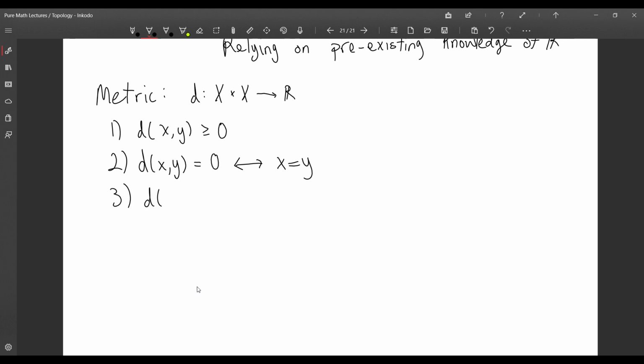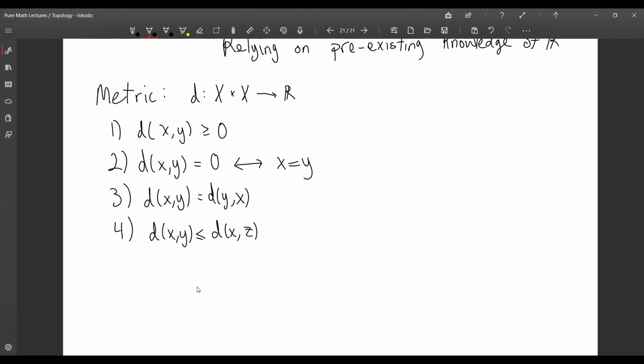The third property is that the metric is symmetric. Get it? Symmetric. And that d of x,y equals d of y,x, right? It doesn't matter the order that we have the input variables in. And the final property, which is the most convoluted, and usually when you're trying to prove that a function is a metric, this is the hardest to prove. It usually involves a lot of casework and stuff like that.